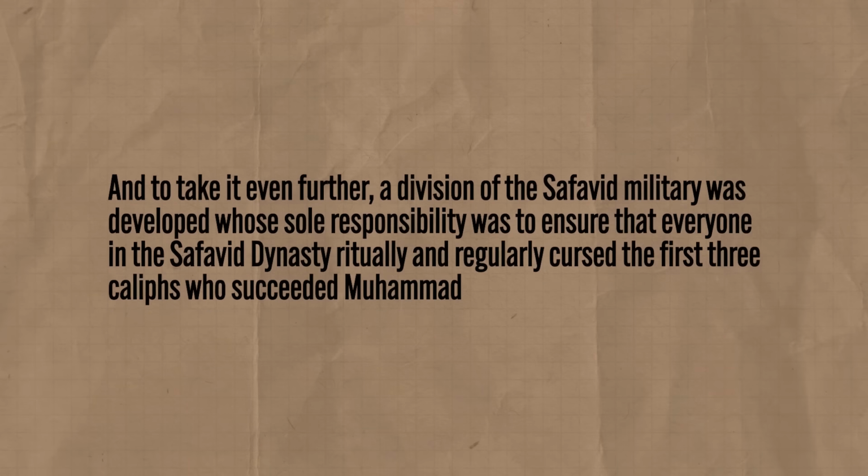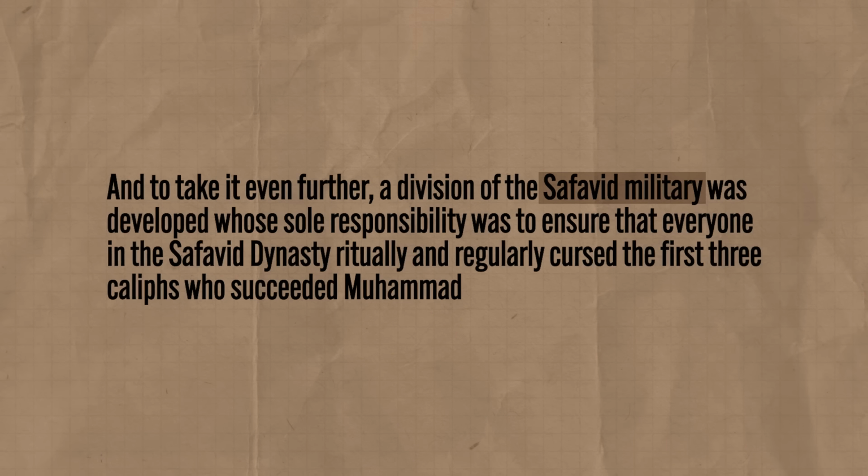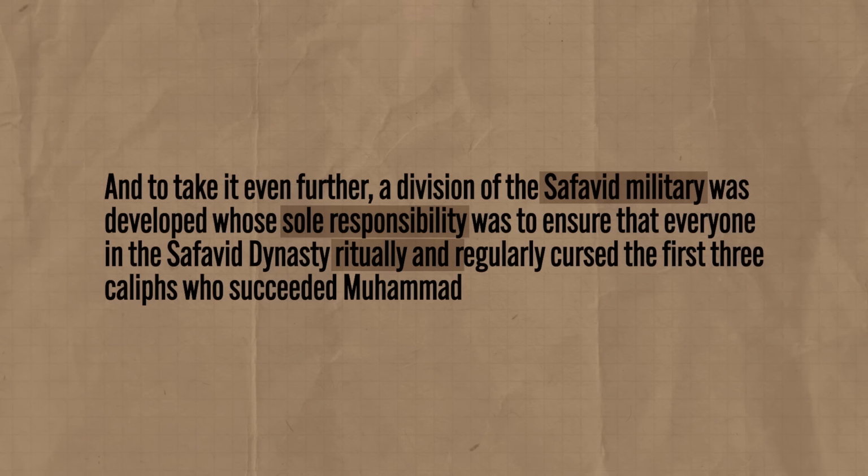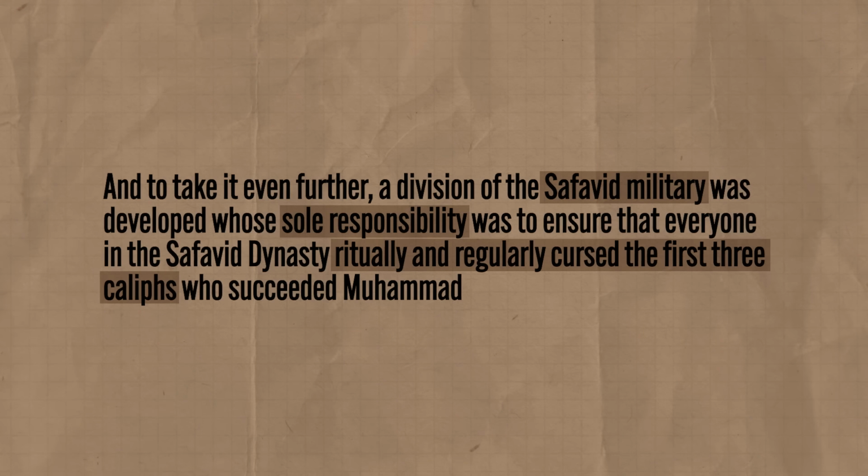And when Ismail made his declaration, he carried it out with ferocity. Like Sunni Muslims in the empire who resisted were often slaughtered in public. And to take it even further, a division of the Safavid military was developed whose sole responsibility was to ensure that everyone in the Safavid dynasty ritually and regularly cursed the first 3 caliphs who succeeded Muhammad.